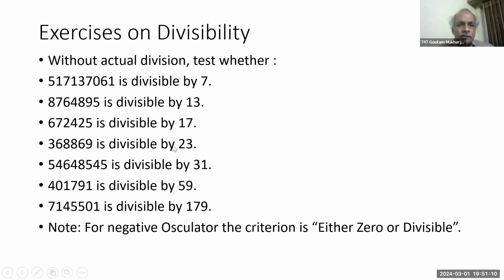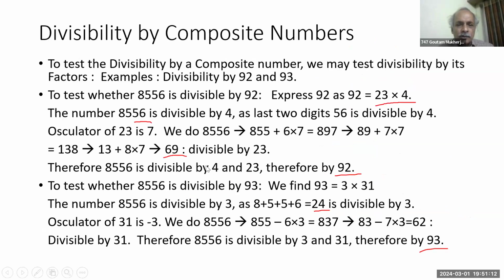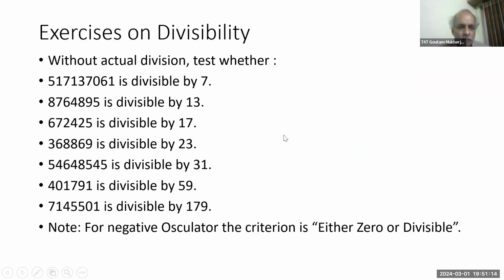You do this one. 31. Oh, sorry, it's 10 into 3 plus 1. It is a little big one. What is the first of all, what is the oscillator? 3.